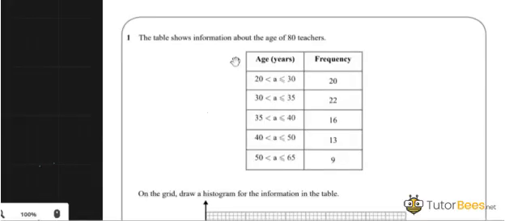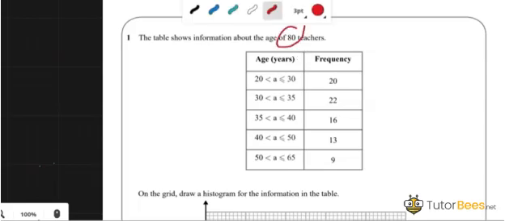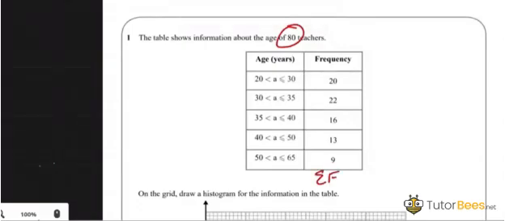The table shows the information about the age of 80 teachers. 80 teachers is basically the frequency. The frequencies are 20, 22, 16, 13 and 9. So there are 20 teachers whose age is between 20 and 30. 20 is included, but 30 is not.